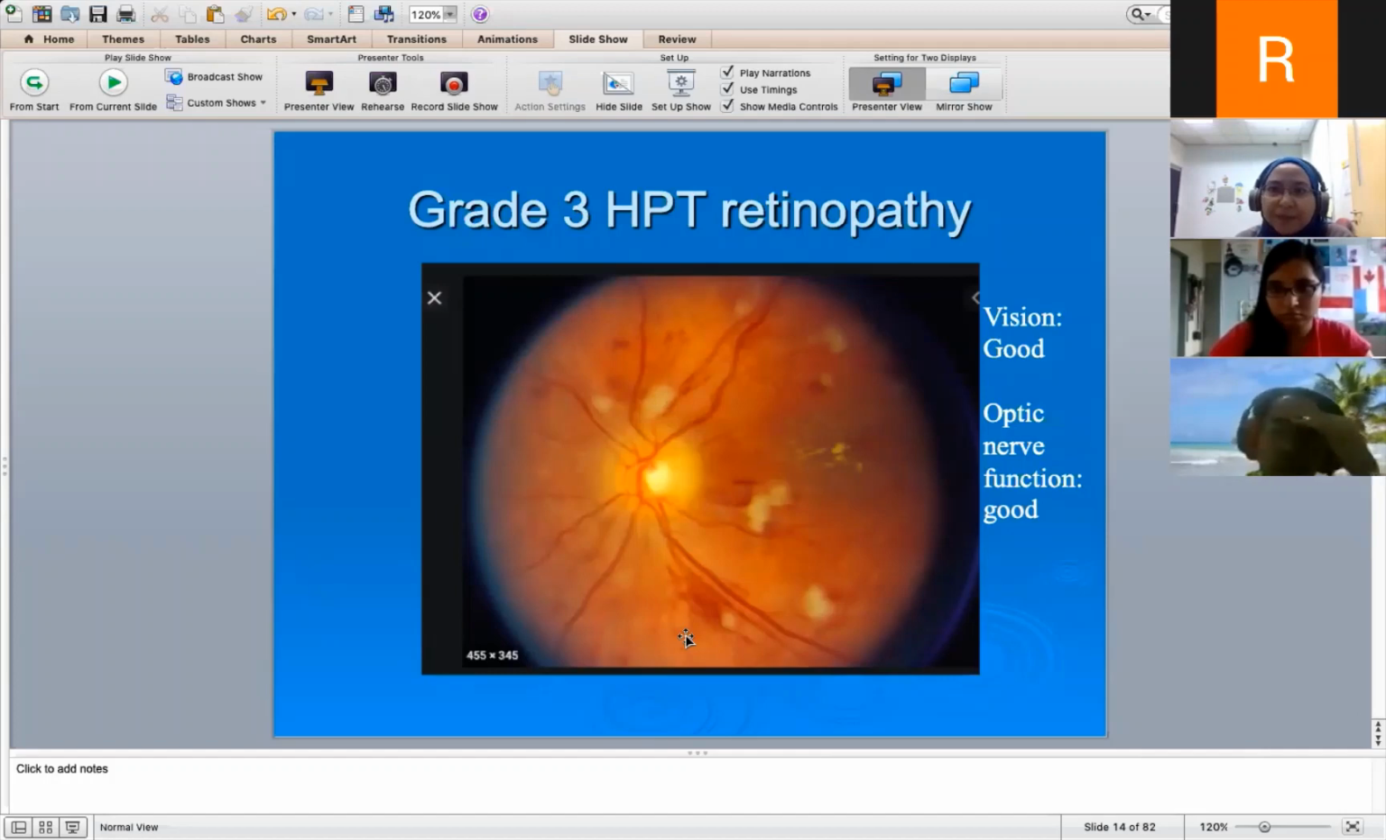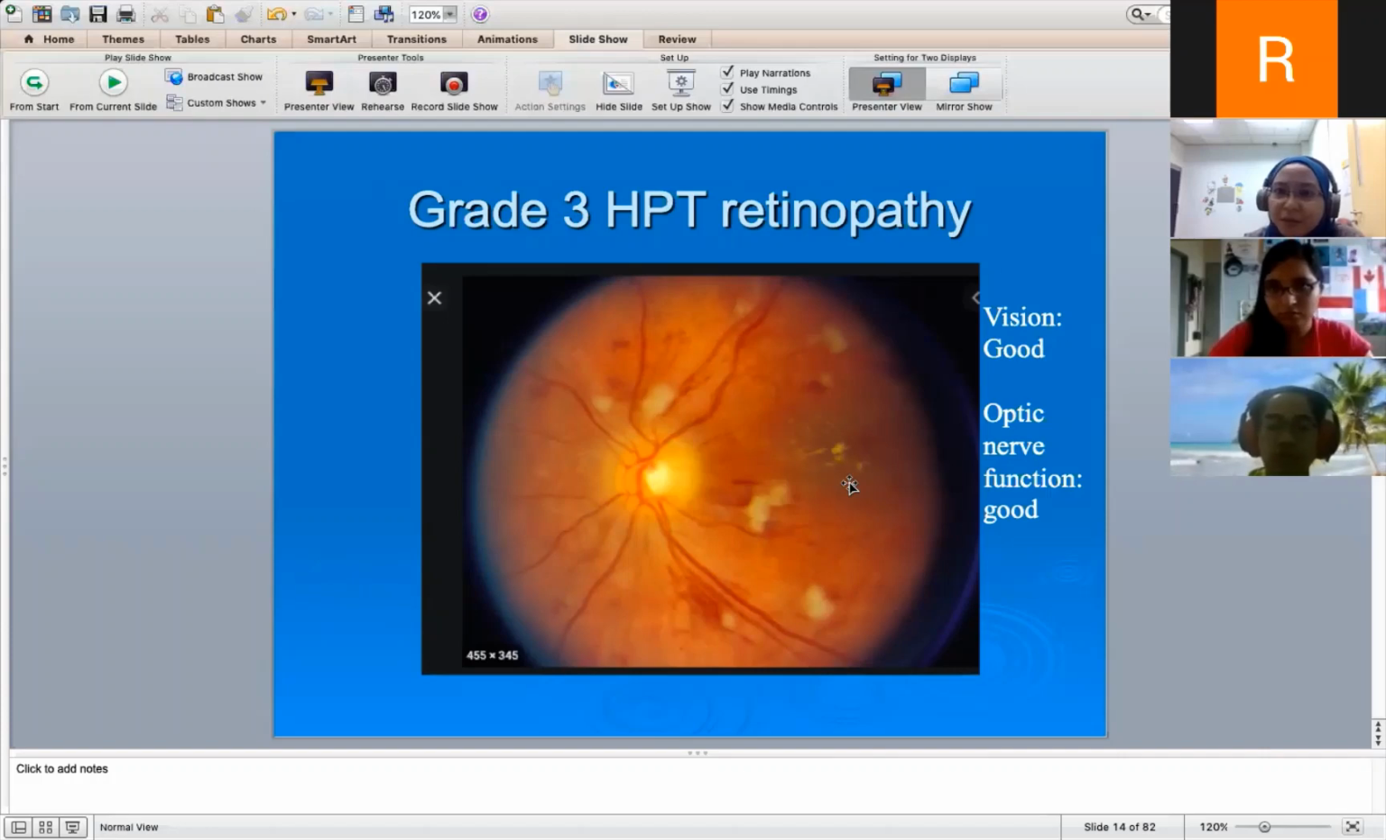Okay. So how will we describe this? This is the left eye. Now there are obviously hemorrhages in all quadrants, right? It doesn't spare any quadrant. Everything is there. Nasal, temporal, then you have cotton wool spots in all quadrants as well, and your hard exudate. Now vision depends. If the hard exudate is a lot, vision will be poor. If hard exudate is like this one, obviously vision is going to be affected.